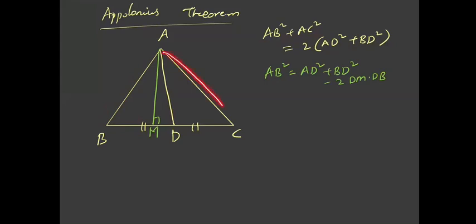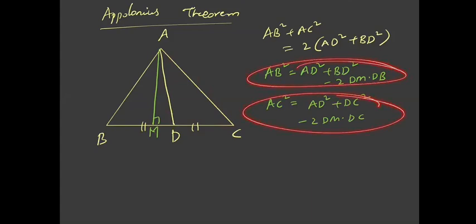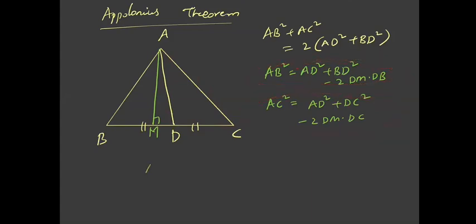Similarly, to write AC square, I'm using this triangle ADC. This is obtuse angle triangle. So AC square is AD square plus DC square minus 2 DM times DC. Okay, now let us just add these two equations.